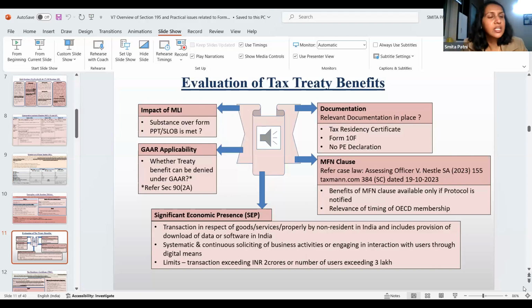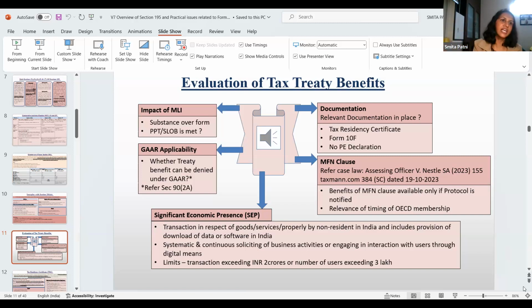Then comes the MFN clause, the most favored nation clause. The Supreme Court has recently ruled on this, and it is a very hot topic, and itself a separate topic, so I will not go into much detail, but I will explain what the MFN clause is. The most favored nation clause is that if there is a beneficial rate in one treaty, the other treaty says you will get that beneficial rate, because there is a protocol in that treaty saying that if the agreement has been signed in that way, that if that country gets a benefit, I will also get the benefit. So most favored nation clauses are there in some of the treaties.